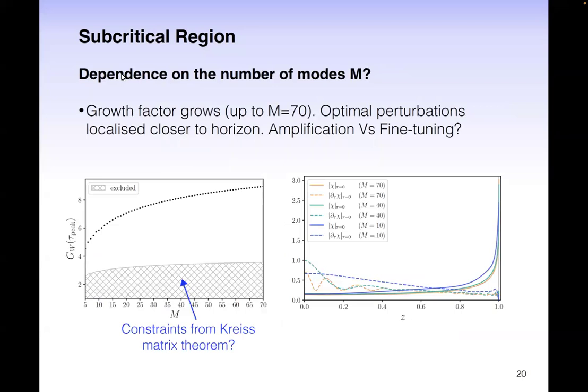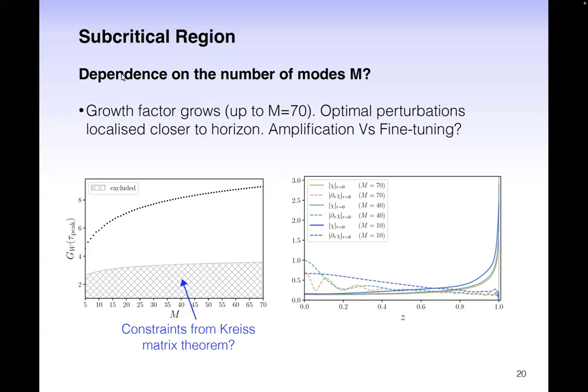So earlier, I showed plots for m equal to 10, and the amplification factor was roughly 6. If we keep including more and more modes, then the maximum on the growth curve actually increases. We only checked up to 70, and up to there, it seems to keep growing. Now, we don't know if that growth will eventually plateau or not. But that might be important for seeding nonlinearities.